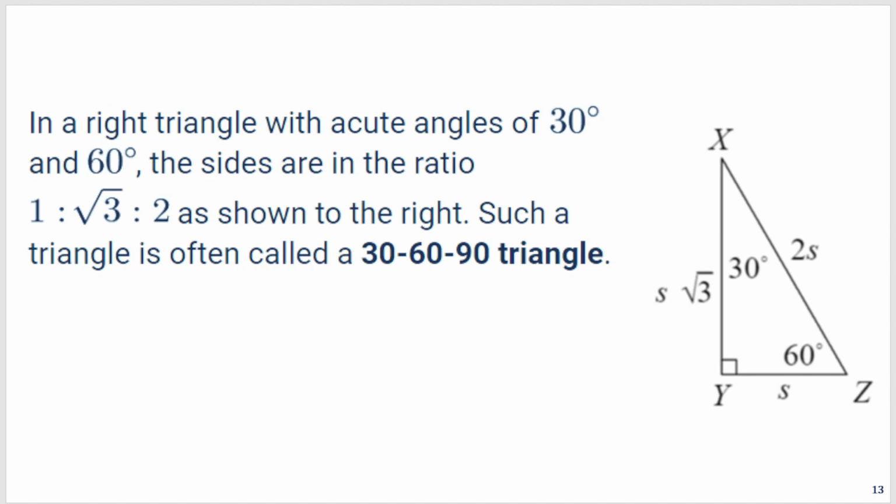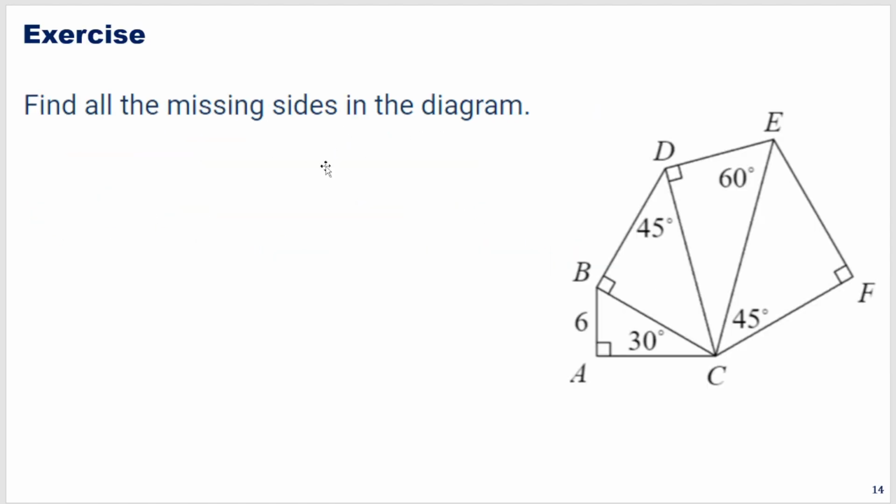Okay, do you have any questions? If not, let's do a quick quiz using what we have learned so far. Can you find all the missing sides in the diagram, which means this side, this side, this side, this side, and this side? Is the 30 degrees in triangle ABC angle BAC? Yes, okay. Angle BCA, sorry. You need to find AC, BC, CD, CE, and CF.